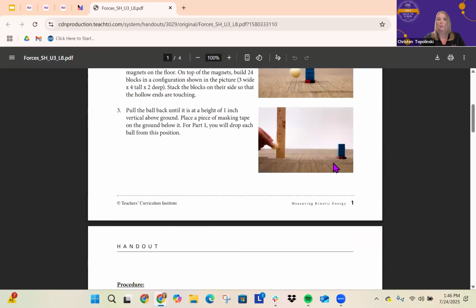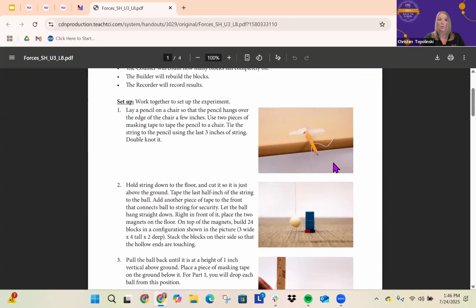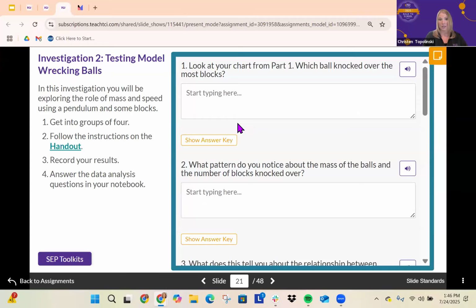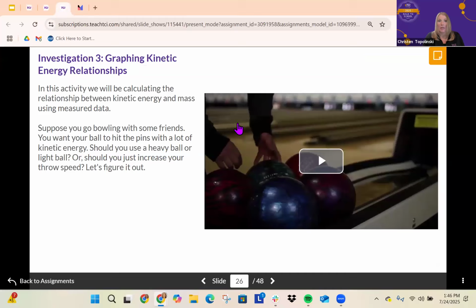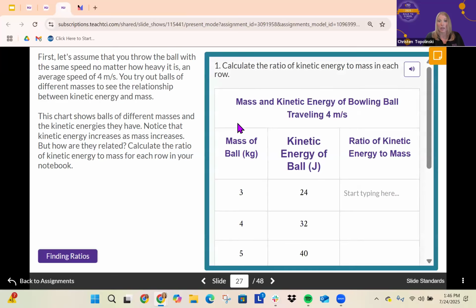What happens if you double the mass? What happens if you change the speed? Obviously, it's where you're pulling it back to and then dropping it. And they're investigating all of these things throughout this lesson. Then they do more reading. And then the last one is where they get into graphing the kinetic energy and the relationships.